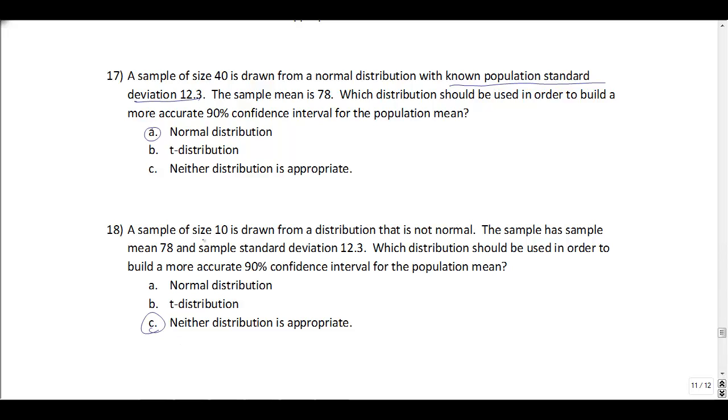Once I have a small sample size and a non-normal distribution, this won't work. If either the sample size was big or it was drawing from a normal distribution, then I'd have to pay attention to the rest. And I have a sample standard deviation, so it would have been the t, but neither one works.